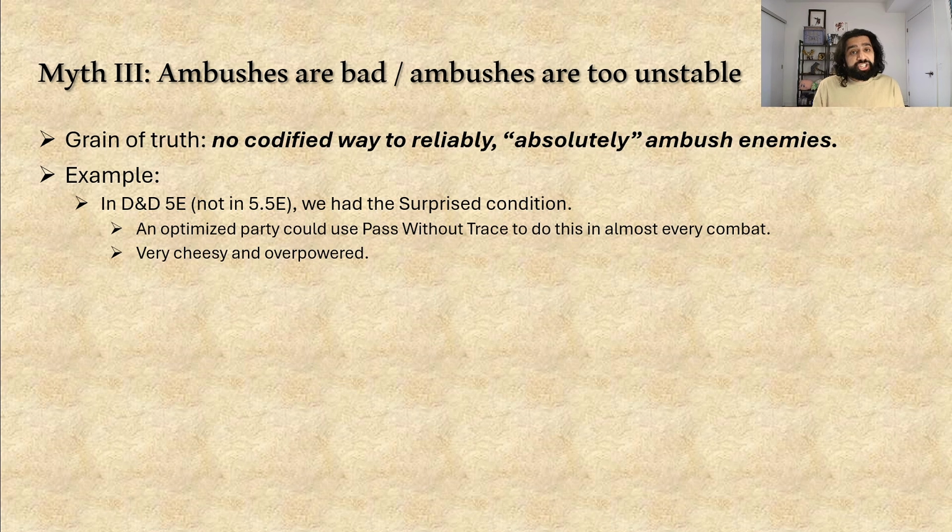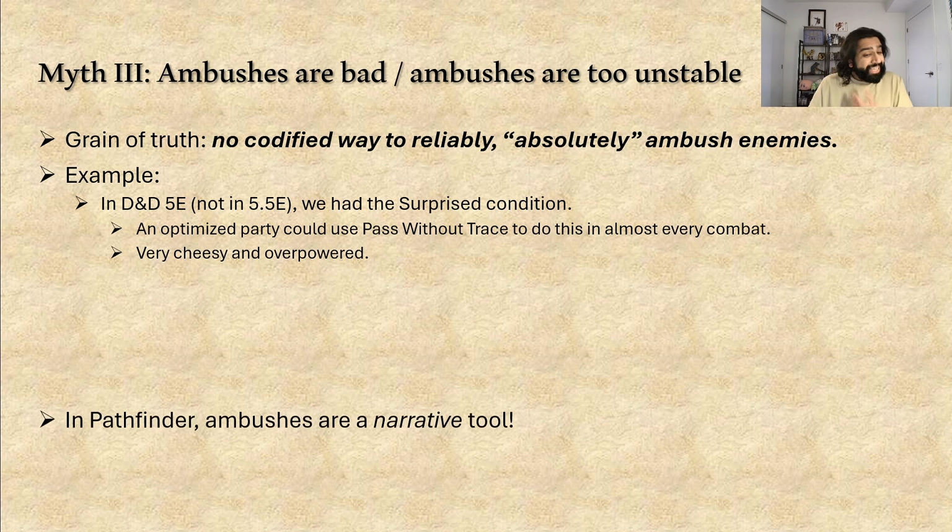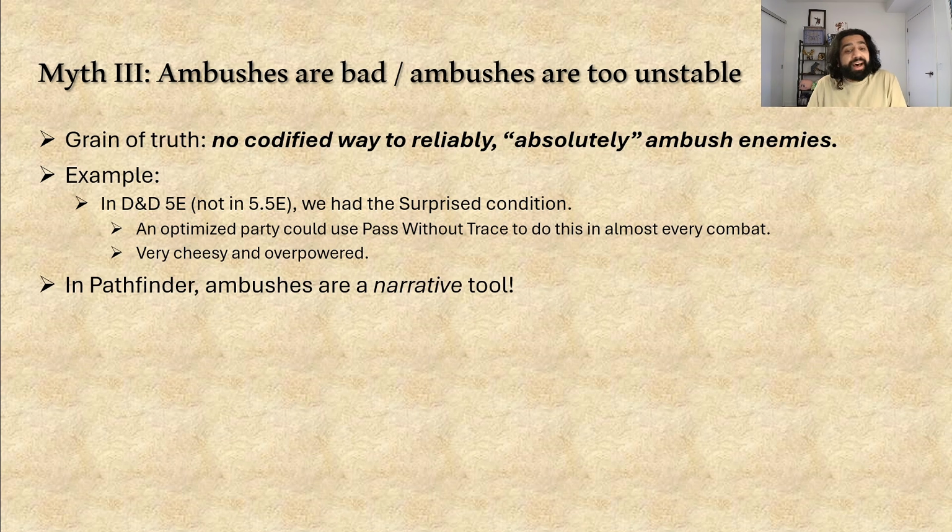Naturally, this is very cheesy and overpowered. Why? Because there's a codified way, the surprise condition, to reliably, via Pass Without Trace, absolutely ambush enemies. It's absolute because the surprise condition is that debilitating. In Pathfinder, ambushes are just not that absolute. A lot of the time, they're a narrative tool, in that the GM needs to present circumstances for ambushes to be possible in the first place. You can't just guarantee you will sneak up on them all the time.